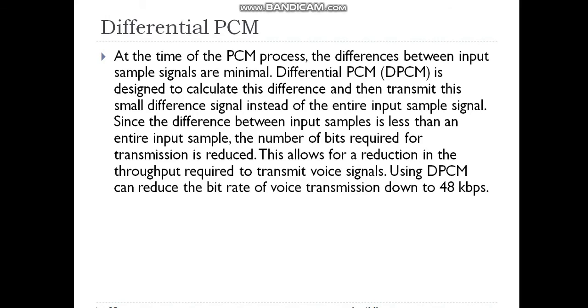In the differential pulse code modulation process, the differences between input samples are minimal. It calculates the difference and transmits a small difference signal instead of the input sample signal. The difference between input samples is less than the entire input sample, so the number of bits required for transmission is reduced. This allows a reduction in the throughput required to transmit voice signals. Generally, DPCM can reduce the bit rate of voice transmission down to 48 kbps.